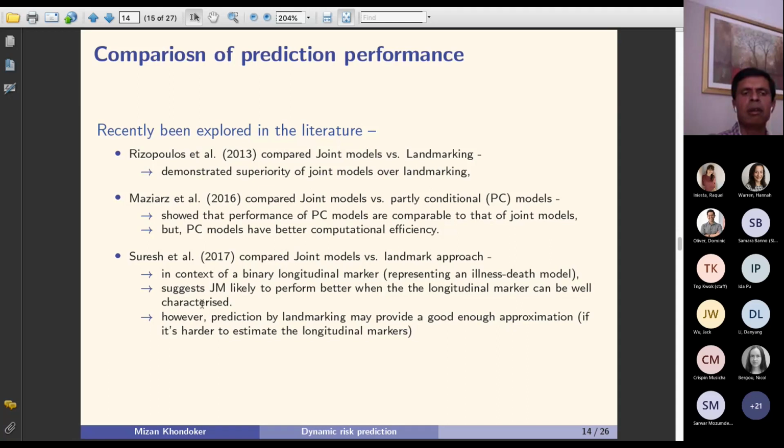Actually, this paper doesn't lead to a general conclusion that one method performs better than the other, but what they say is that the joint model will perform better if the longitudinal model is good enough to characterize the repeated measures. And they also said that prediction by landmarking may provide a good enough approximation if it is harder to estimate the longitudinal marker process from the joint model.